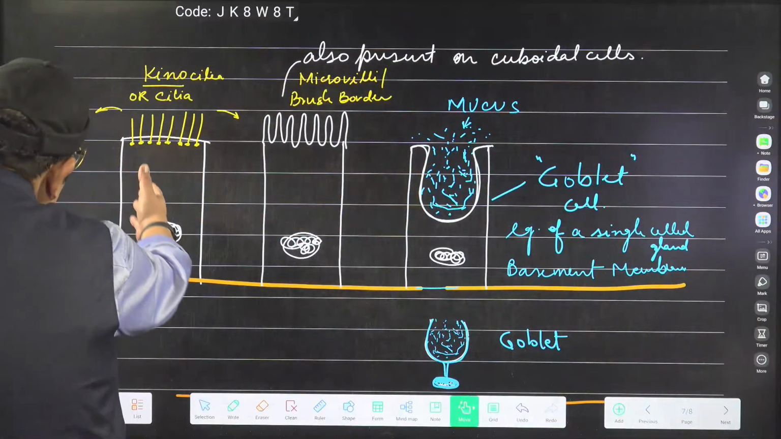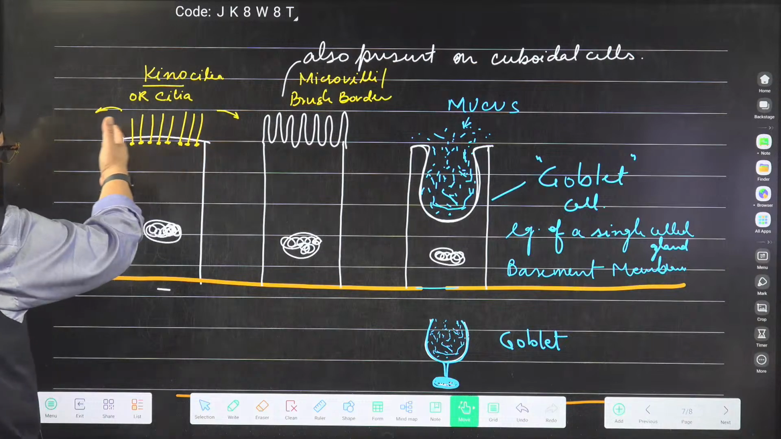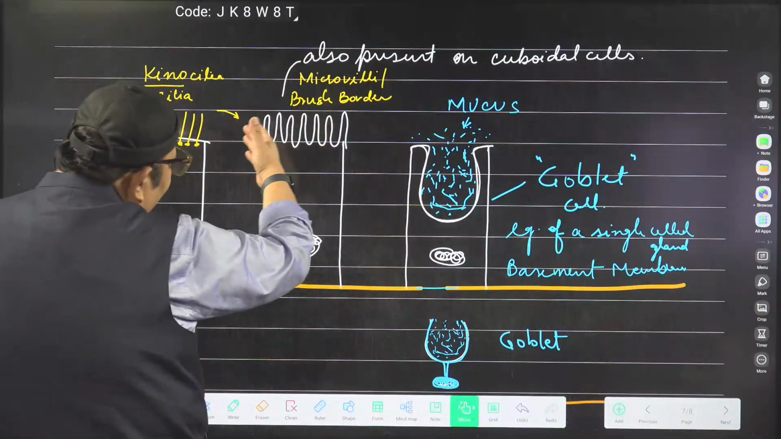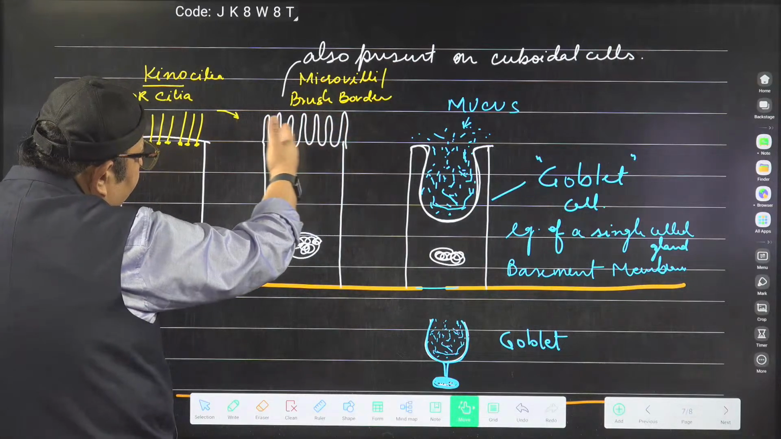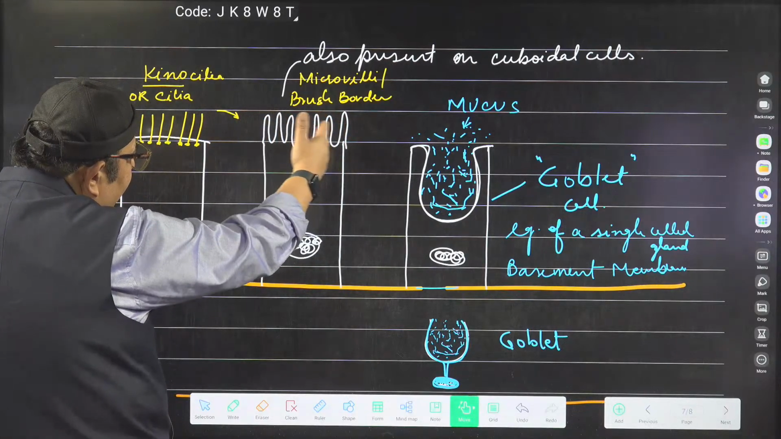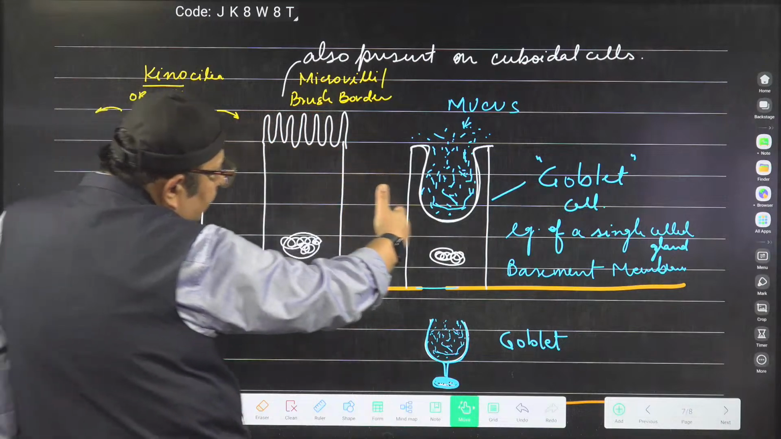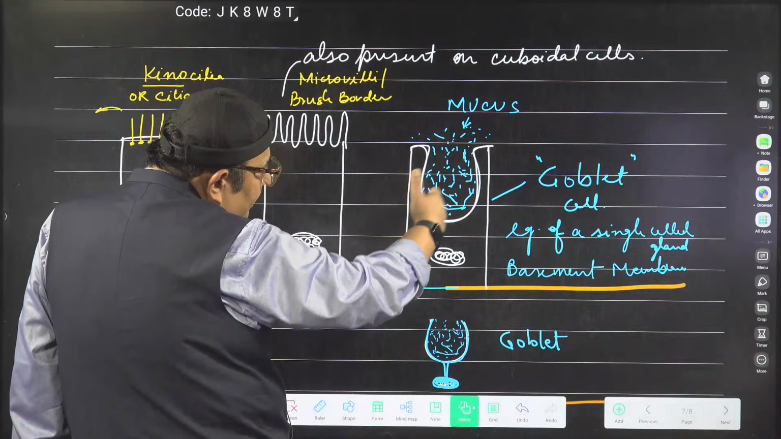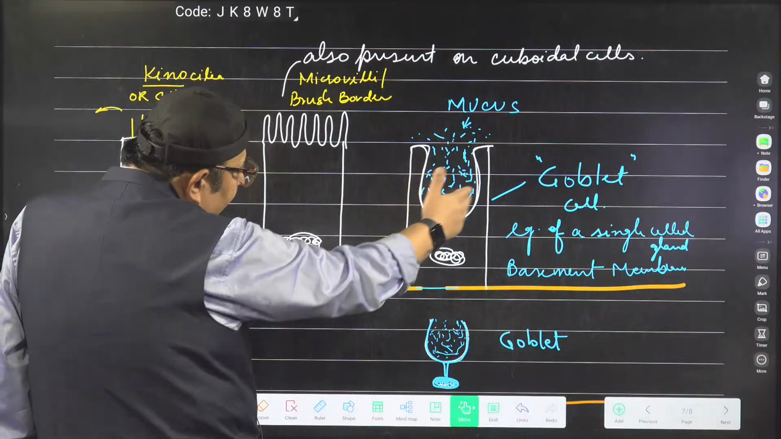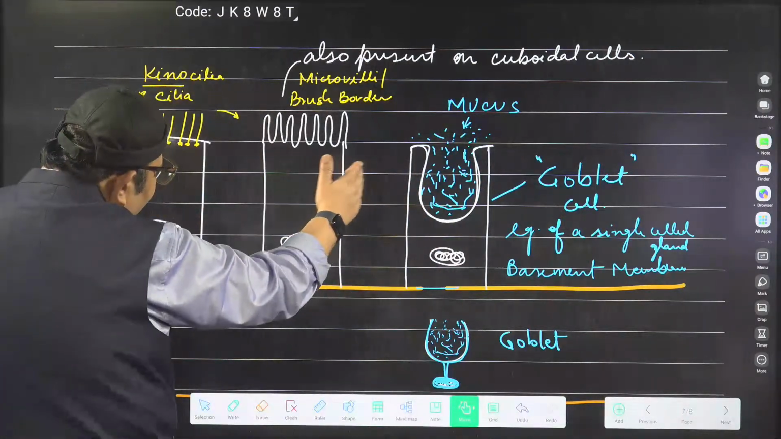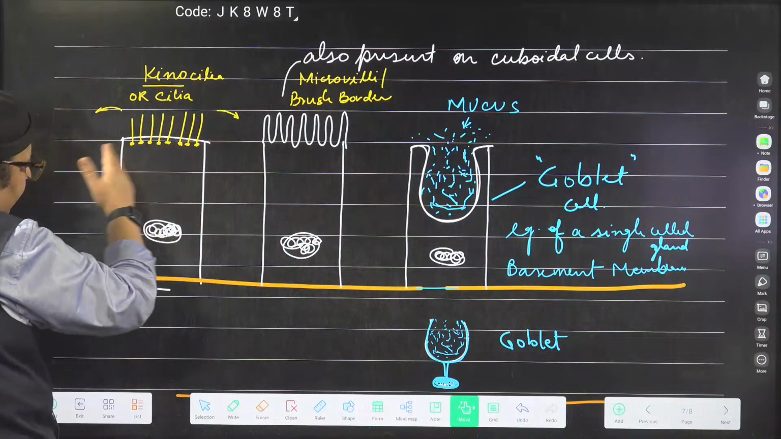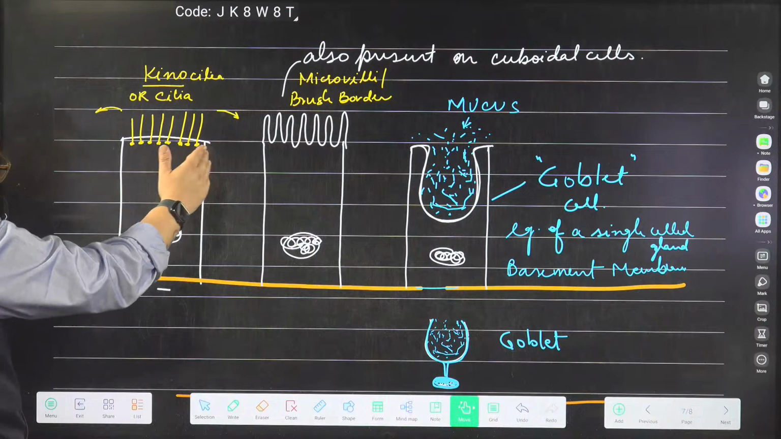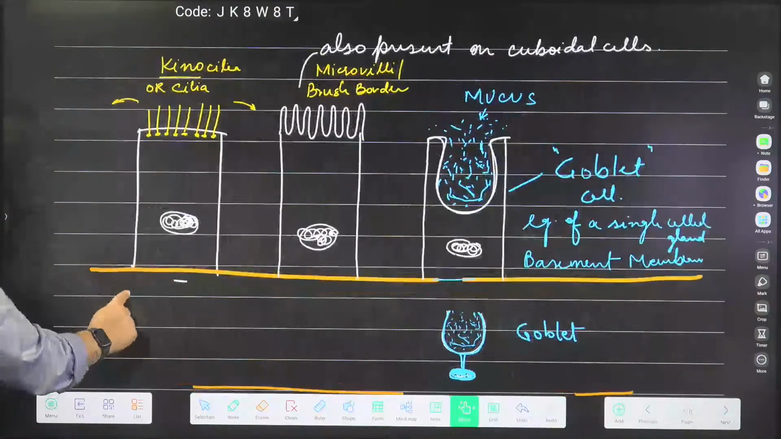The first one can be seen in the oviducts or fallopian tube. This one, microvilli, can be seen inside the small intestine. And these are present in the respiratory tract and digestive tract in general. This one is the small intestine, and this one is in the respiratory tract and the fallopian tube.